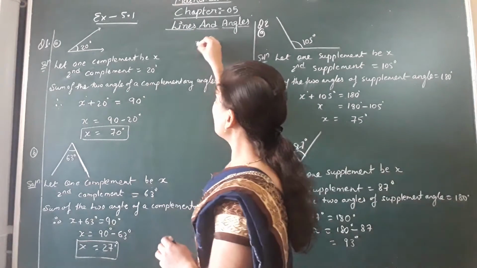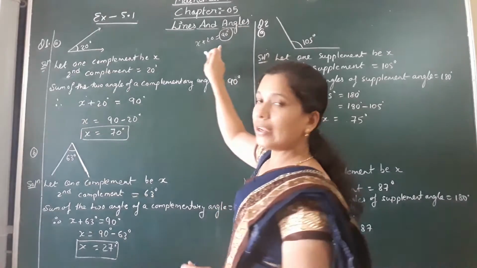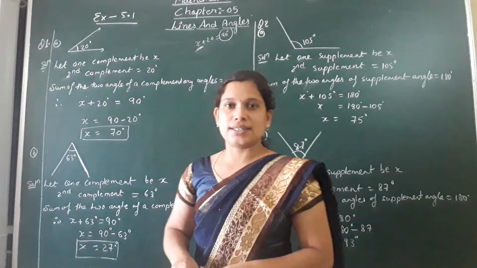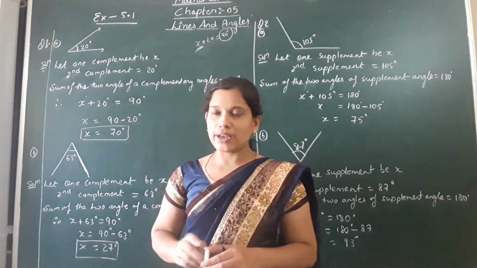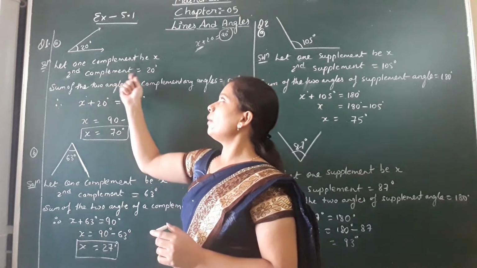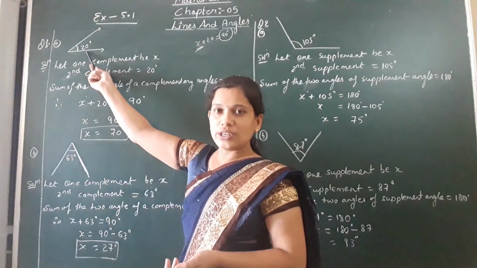जब हम किसी नंबर को 20 से ऐड करेंगे तब जाकर के हमको कॉम्प्लीमेंट्री एंगल 90 मिलेगा. So what we have to find is the value of x, that is the first complementary angle. So here in this question we consider that one complement is x, which we have to find. The second complement is given as 20 degrees.